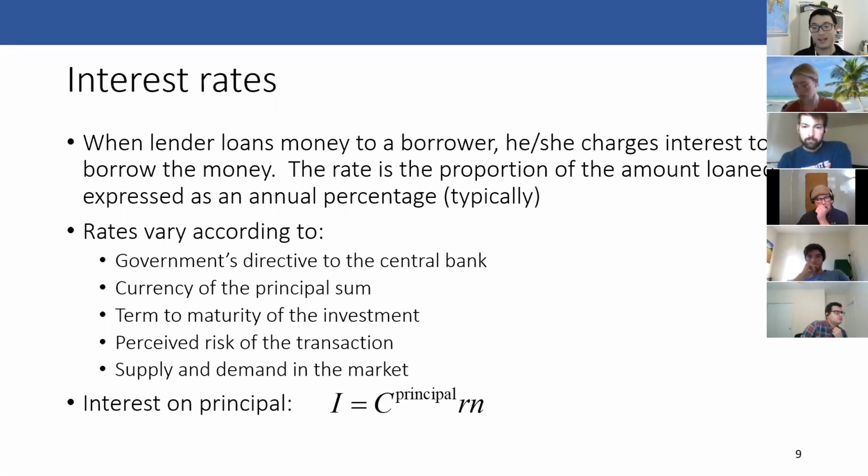And then supply and demand in the market, which is just to say there are lots of market forces that could influence the way interest rates behave. So, for example, if the housing market were to suddenly collapse, then mortgage loans and the interest associated with lending people money to buy houses is probably going to change in some way.